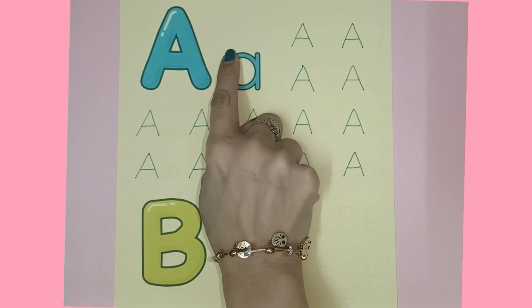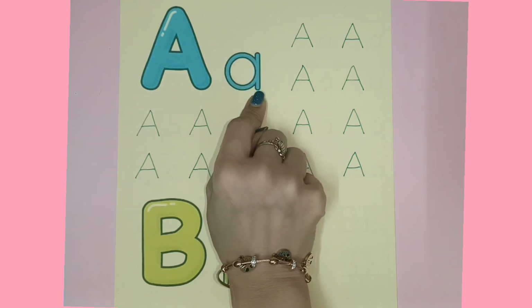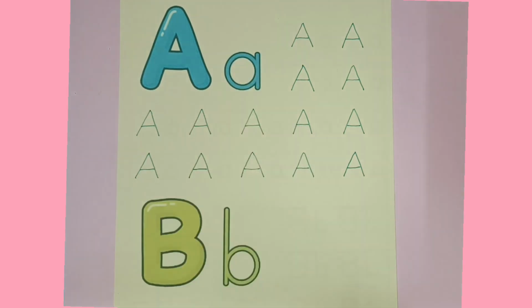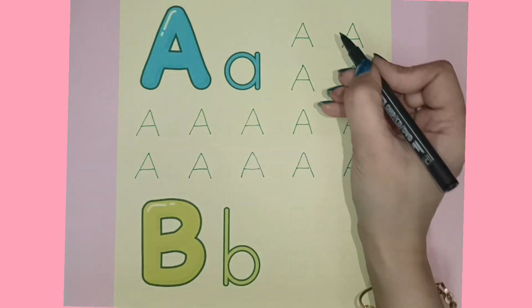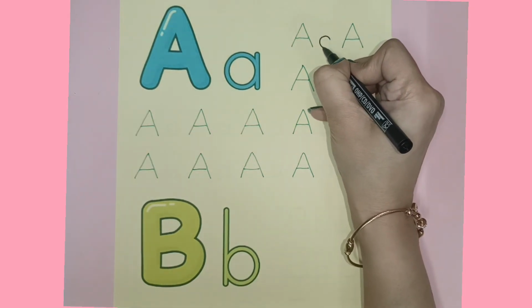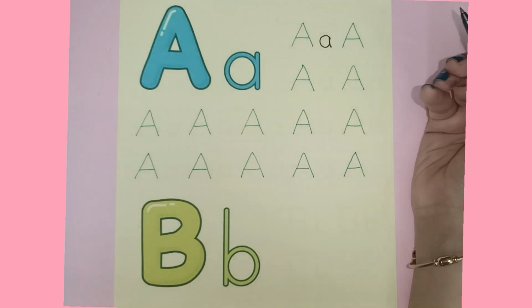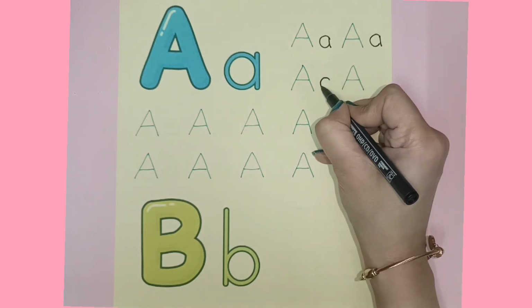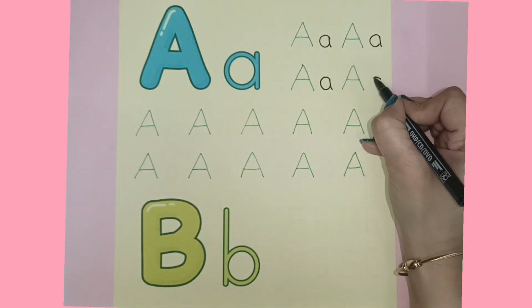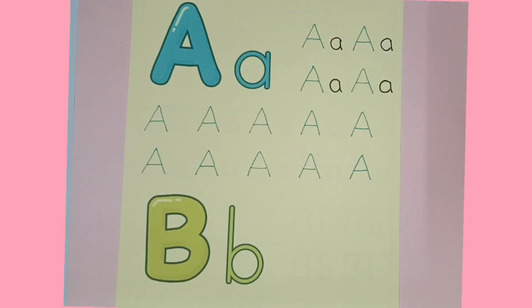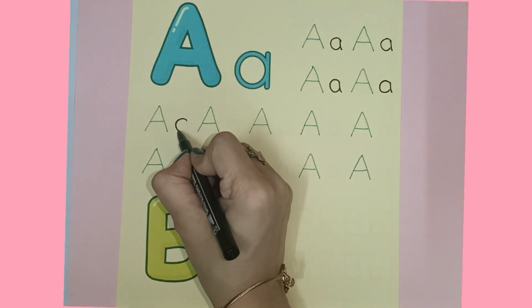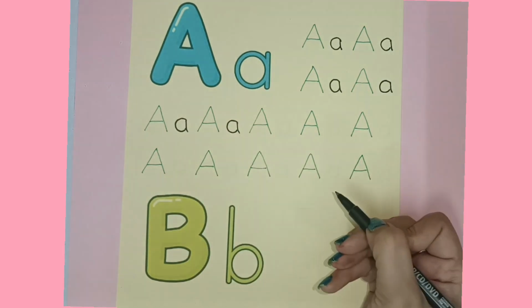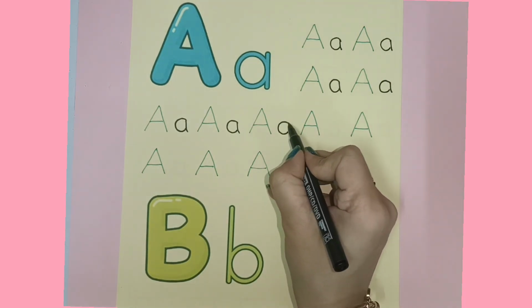And this one is lowercase a. See, this is lowercase a. First round circle and then 1 line. It's very easy to make. Round circle, close. Round circle and then I'm closing it. Round circle, close.